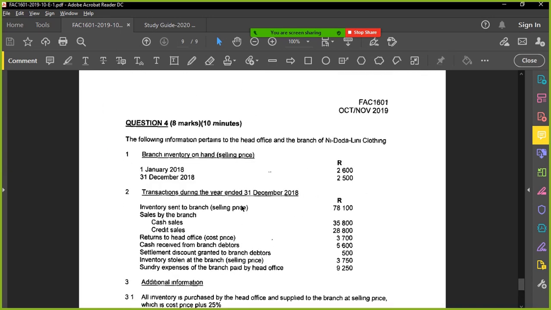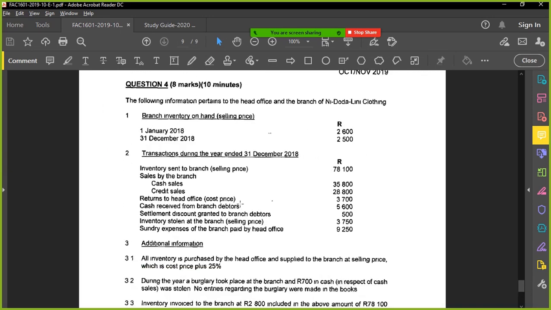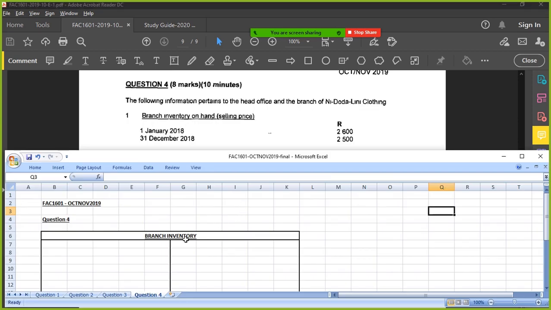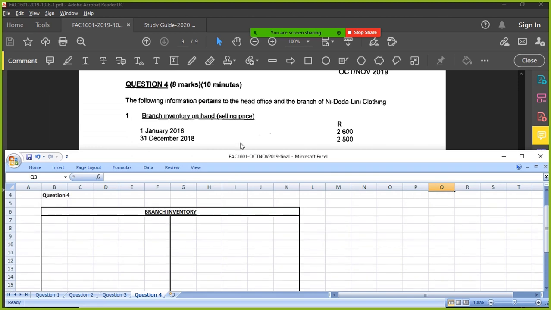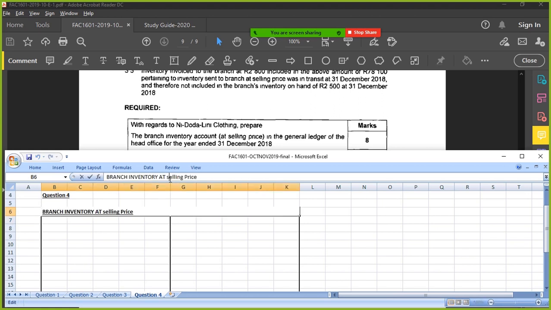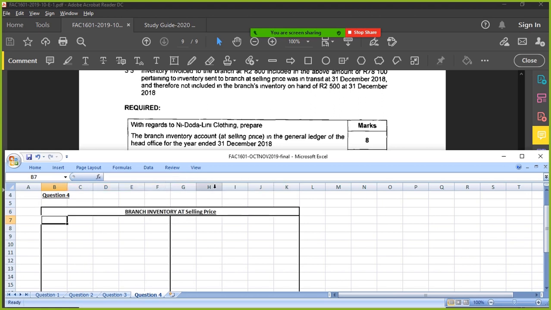So what do we have here? Let's see. It's a short question. We've got our counts. They only want the branch inventory here, and it's at selling price. If it's at selling price, then you need to show the cost price and markup separately. So let's do that, first line item.